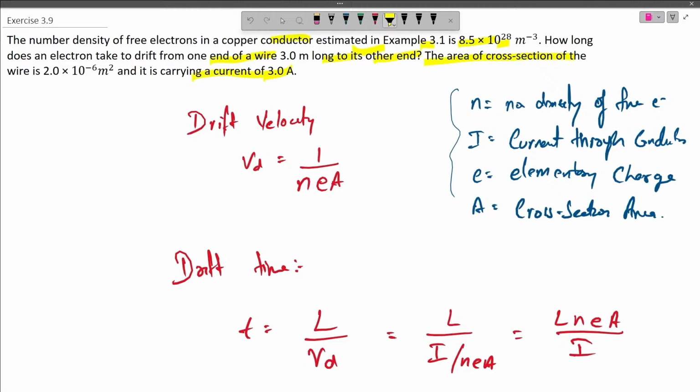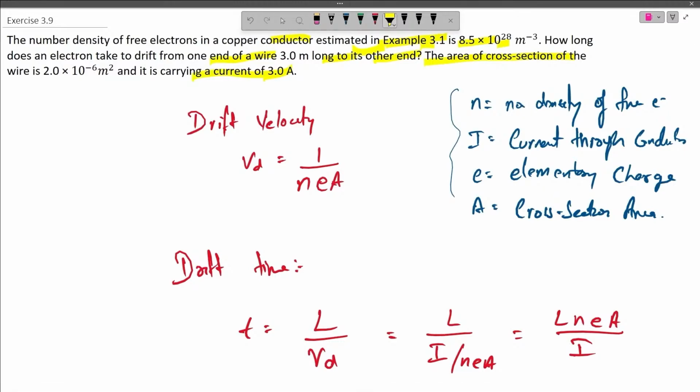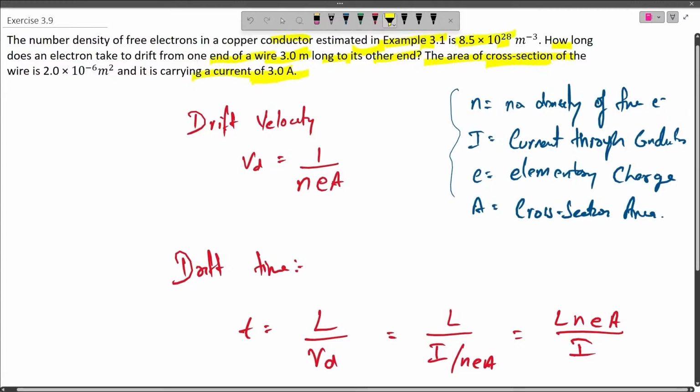Now this question is a continuation of example 3.1, which involved calculation of average drift velocity. In this question we have to find out how long an electron will take to drift from one end of the wire to the other end, given that there is a current of 3 ampere flowing through the wire. We have been given the cross section of the wire, 2 into 10 to the power minus 6 meters square, the length of the wire, 3 meter, and the number density of electrons, 8.5 into 10 to the power 28 per meter cube.